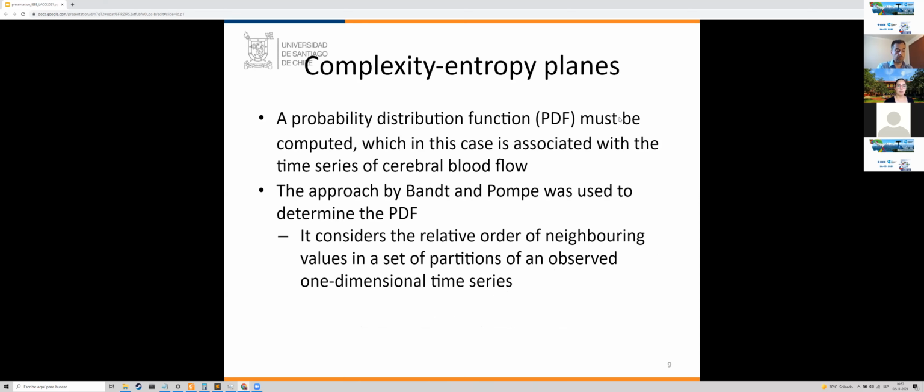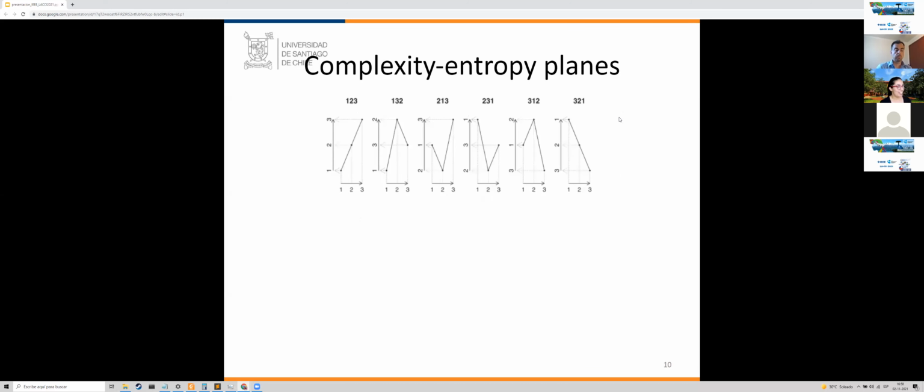So this probability distribution, PDF, must be computed, which in this case is associated with the time series of cerebral blood flow. The approach introduced by Bandt and Pompe was utilized in this study to determine the most appropriate PDF due to its simple and robust procedure to capture time causality by considering the relative order of neighboring values in a set of partitions of an observed one-dimensional time series, without prior knowledge of the underlying system that generated it. Let's see an example of this.